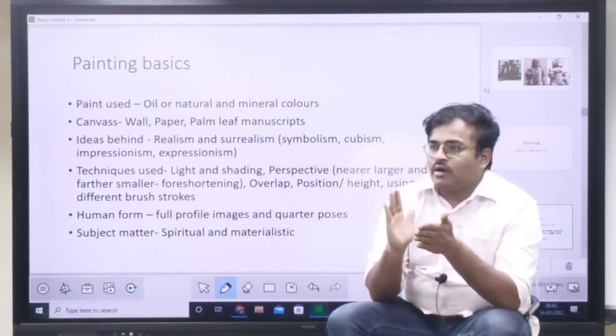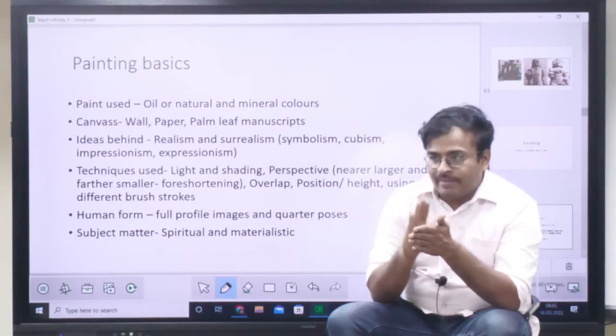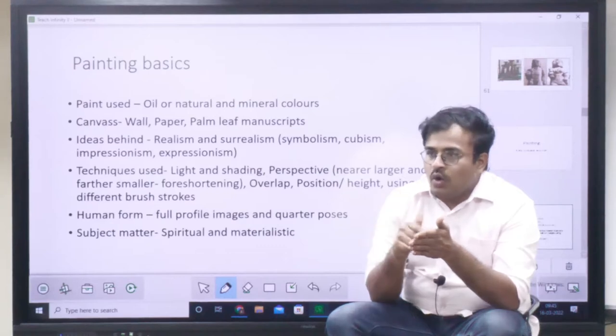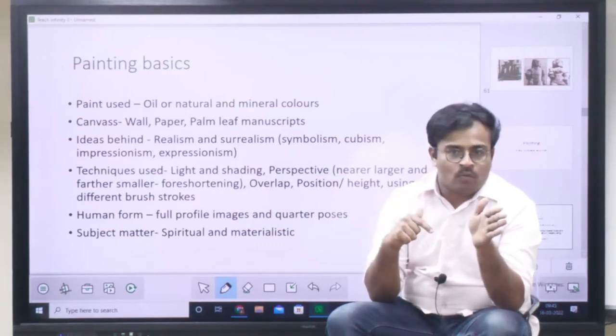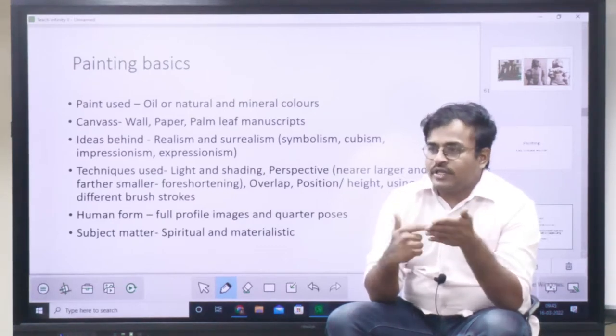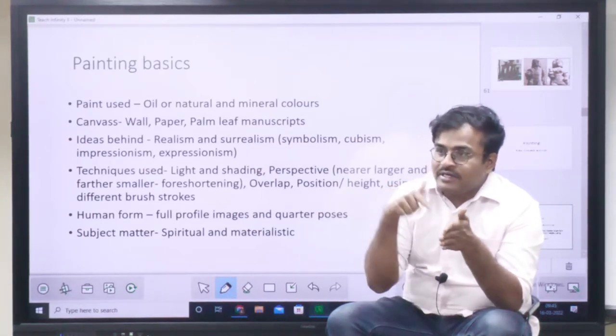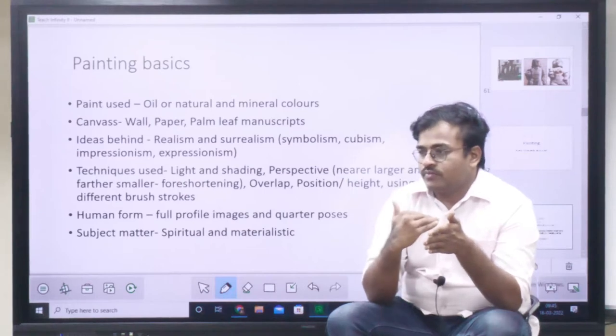When it comes to drawing a three-dimensional object on a two-dimensional paper, initially, when the painting tradition developed, people did not know how to show depth in a two-dimensional one. So what they used to do is use a system wherein they started converting depth into height.